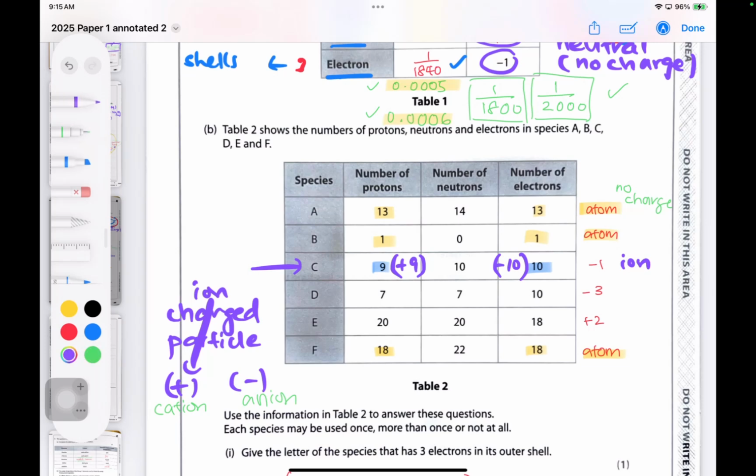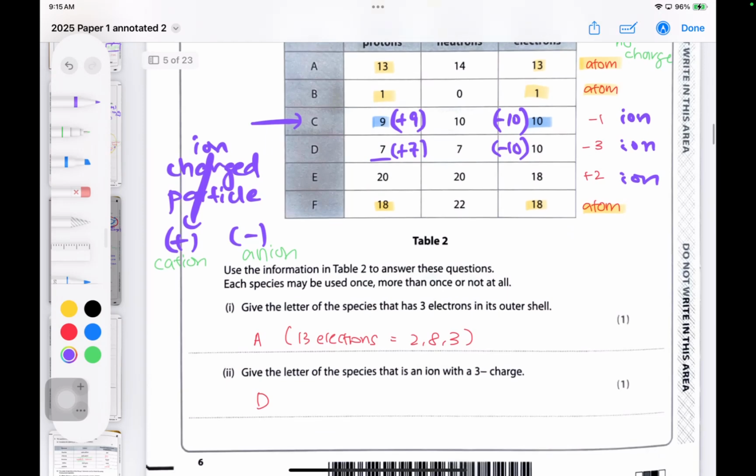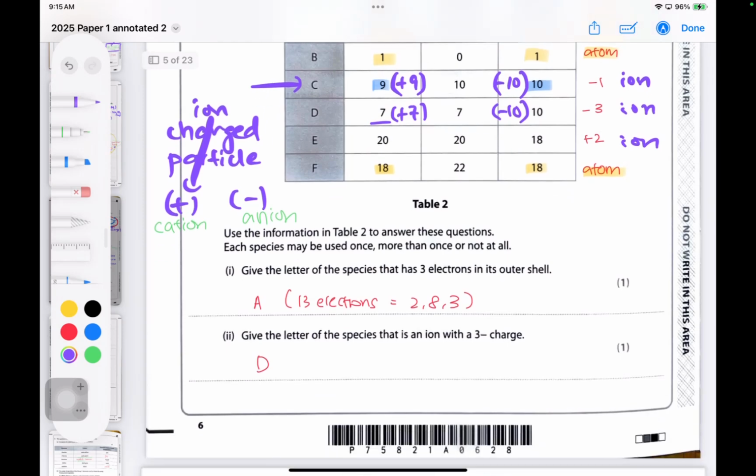You can do the same for D. It's plus 7, and then 10 electrons, so it's minus 10. So the overall charge is a negative 3. So same as E, whereby now we have 2 more protons than electrons, so it becomes a positive ion. Okay, so with that understanding, we're going to go into the question here.